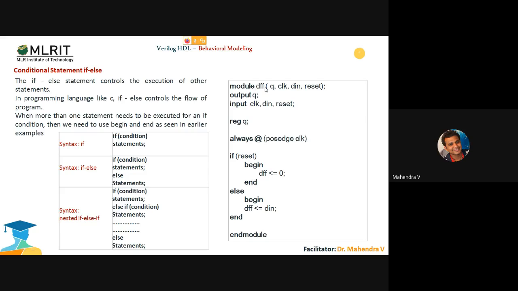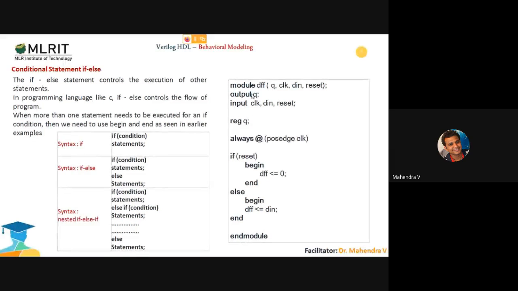Now module D flip-flop. This is the example of the D flip-flop. Output is Q. Clock CLK indicates the clock. D in is the D input, and the reset. Reset is required for most of the flip-flops, registers, and counters. Now output is Q, input is these three, clock, D in, and reset, all single bits. Here I'm taking Q, that is the output, as reg. Why? Because output should store the value.